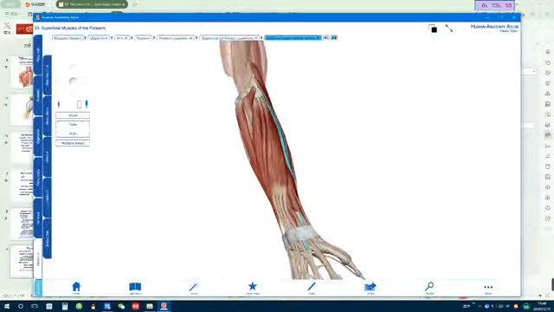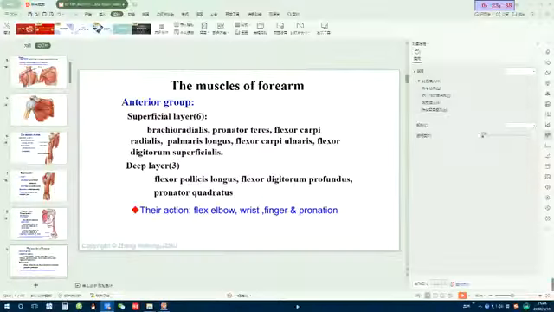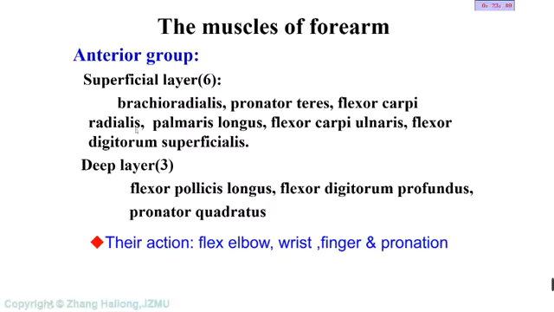Okay, now let's see what they are. First, let's see the names of them. First, the anterior group includes the superficial layer and deep layer. In the superficial layer there are 6 muscles. In the deep layer there are 3 muscles. Now the total number is 9. First, let's see the names of them.